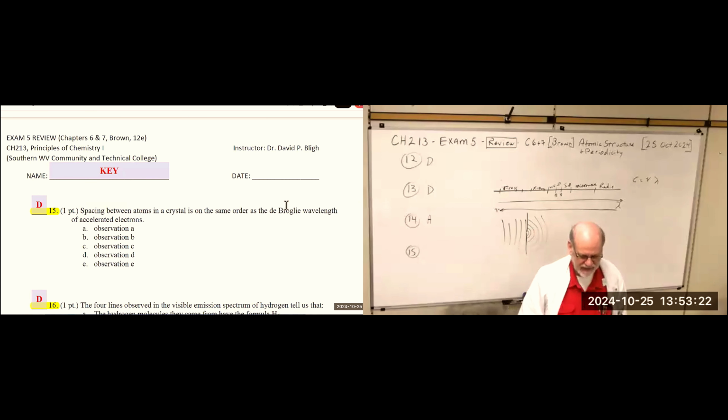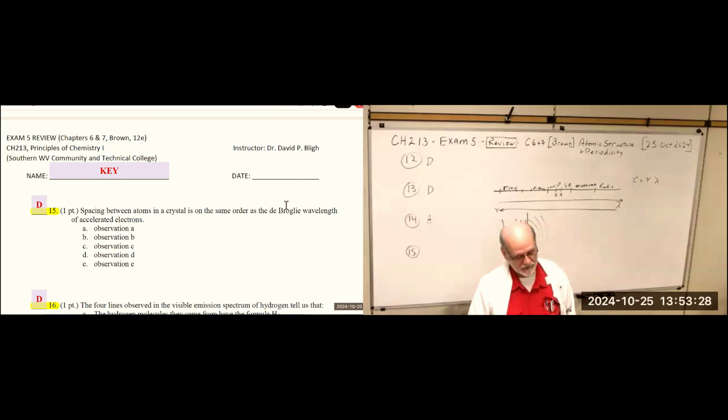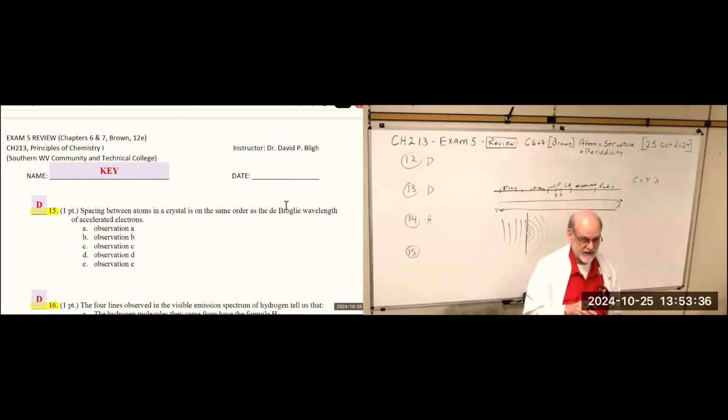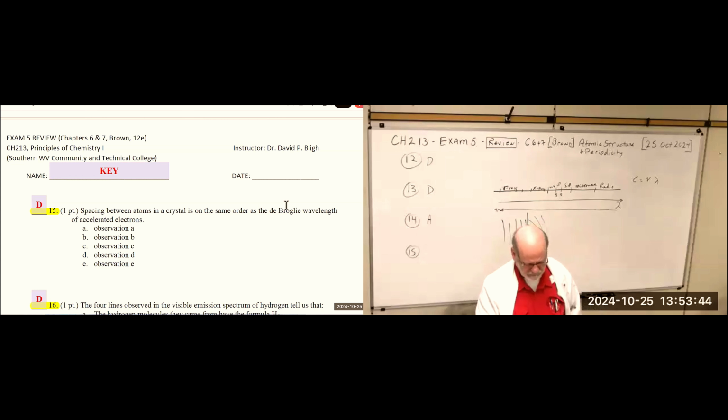15. Spacing between atoms in a crystal is on the same order as the de Broglie wavelength of accelerated electrons. All right, the key there is wavelength. And we didn't talk about this. And if you stick around for the 2nd semester, we're going to actually do calculations with this type of crystallography. Now you can use 2 different methods. The method that we're going to use in the 2nd semester uses X-rays. So that's definitely waves. But electrons can also exhibit wave properties, according to de Broglie.